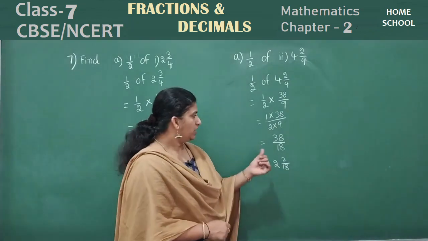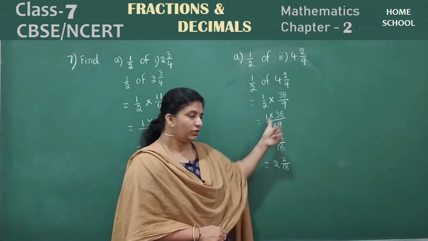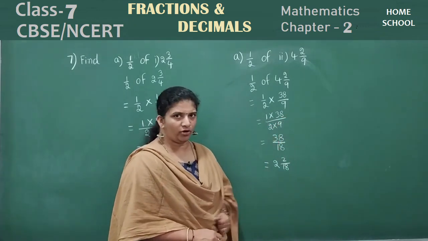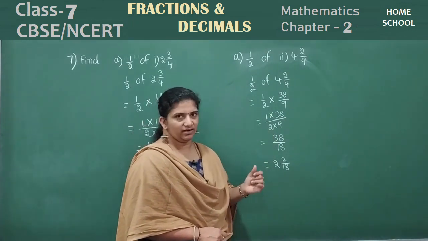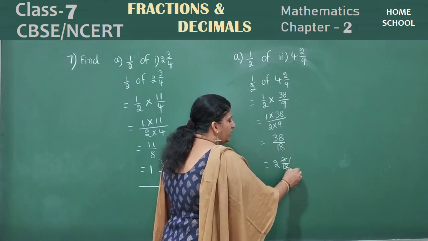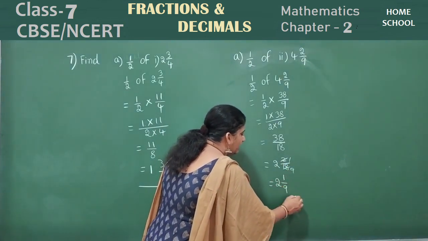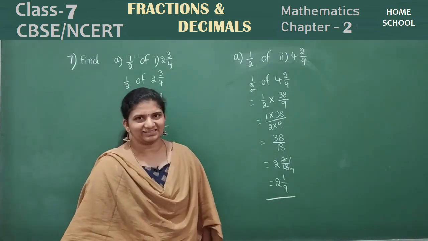Observe here, children. You can cancel here. You could cancel before itself, no problem. We didn't cancel, but right here at least you can cancel. 2 ones are 2, 2 nines are 18. That will be 2 1/9, your final answer.